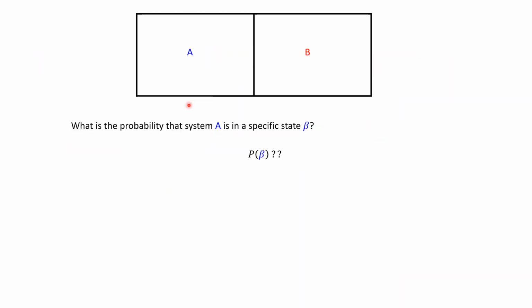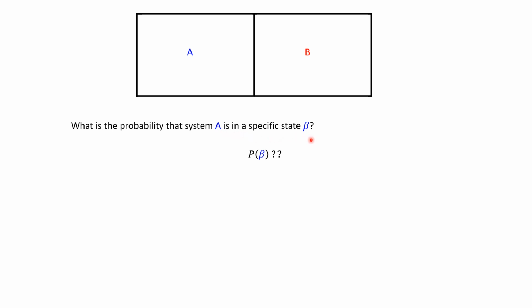Now, in this lecture, we're going to consider again a system A interacting with a system B, so in thermal contact with system B. We're going to consider that the total system is macroscopic, but system A could be small. It does not necessarily need to be macroscopic, but system B has to be macroscopic. And we're going to apply this logic that we have just reviewed to answer the question, what is the probability that system A is in a specific state beta?